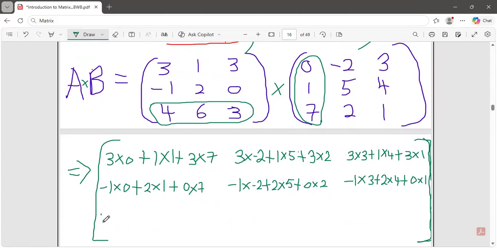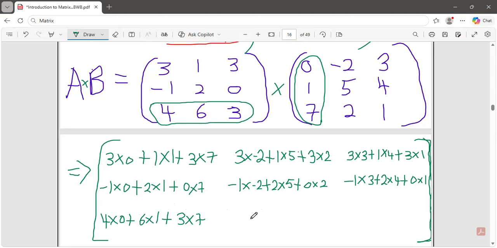So we are going to write 4 times 0, plus 6 times 1, plus 3 times 7. Very beautiful as you are seeing over there.